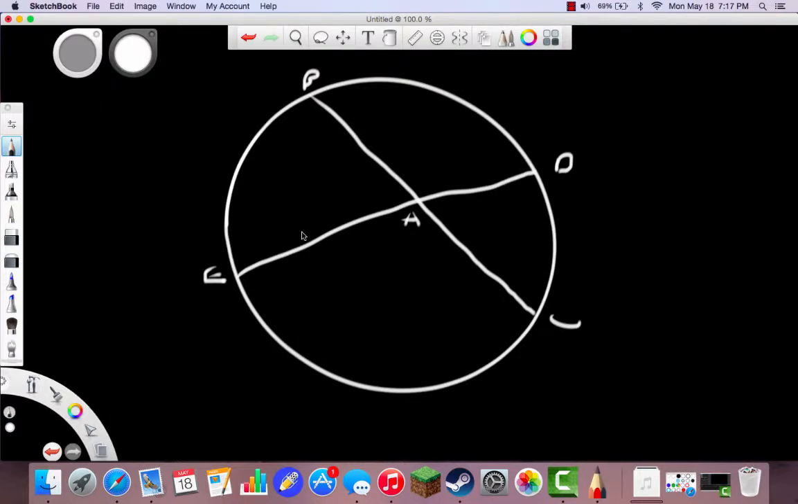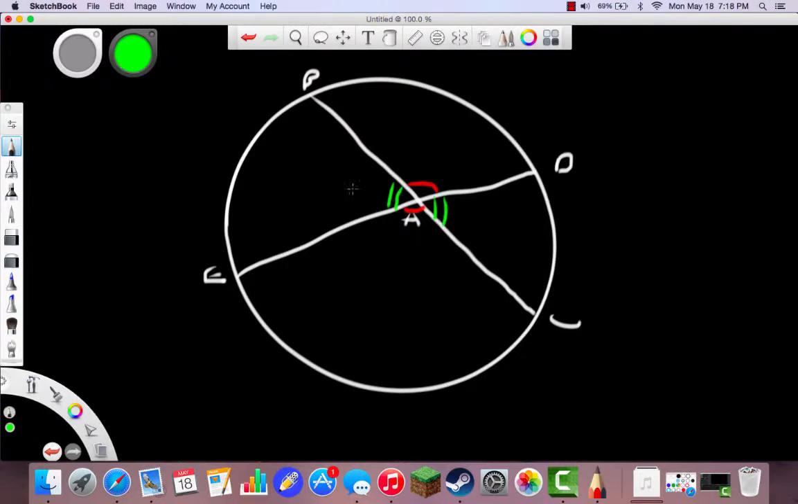Because it's two chords that intersect in the interior of the circle, we know that each angle, so this and this, will be congruent, because they're actually vertical angles. So angle BAD will be congruent to EAC by the vertical angles theorem, and the same with angle BAE. It'll be congruent to angle DAC by vertical angles.